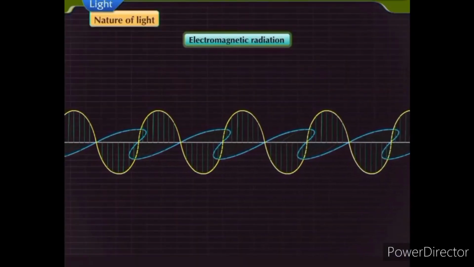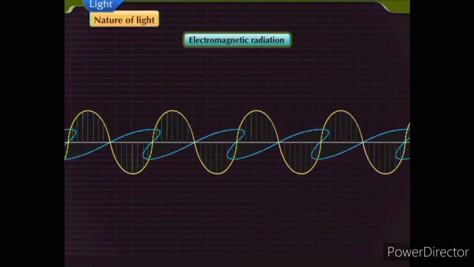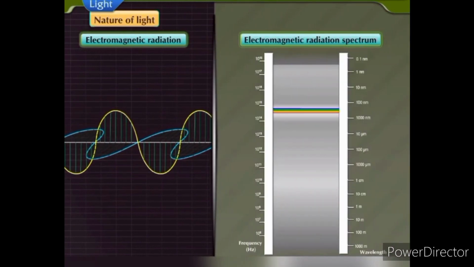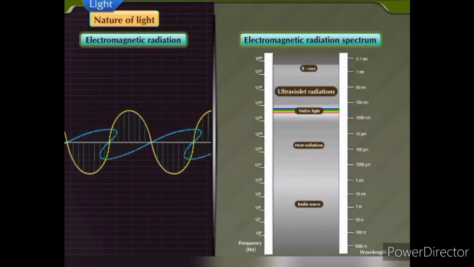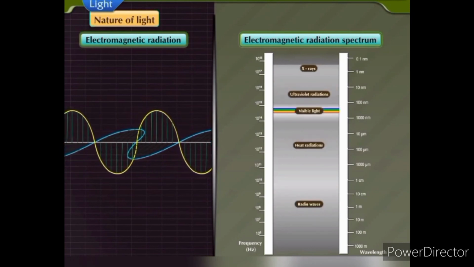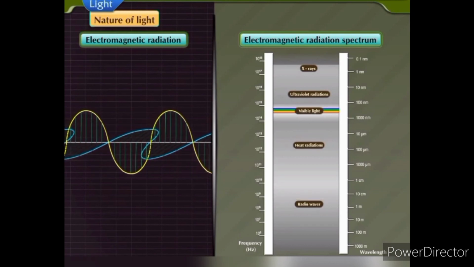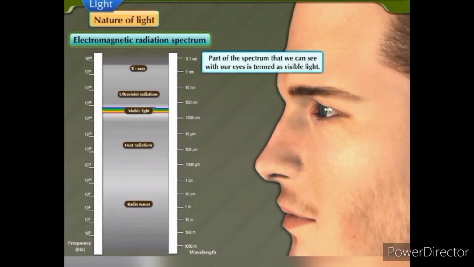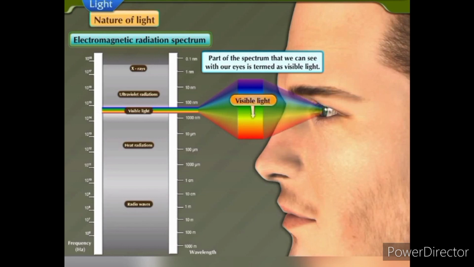Nature of light. Light is a form of energy called electromagnetic radiation which causes sensation of vision. Electromagnetic radiation spectrum includes X-rays, ultraviolet radiations, visible light, heat radiations, and radio waves, etc. Not all these parts of the electromagnetic spectrum can be seen by our eyes. The part of the spectrum that we can see with our eyes is termed as visible light.